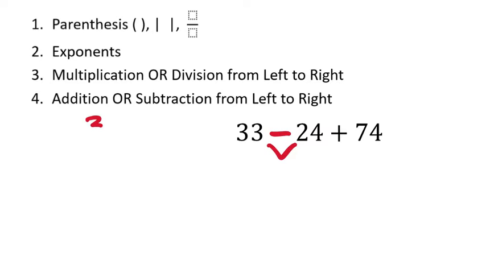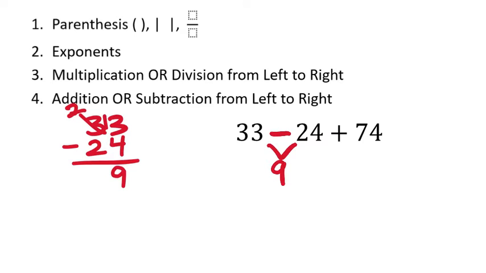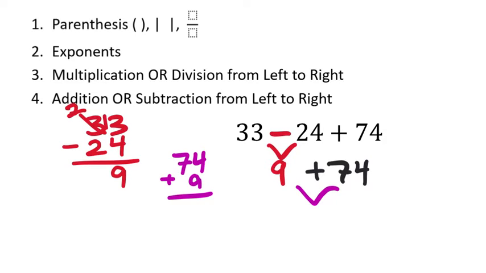33 minus 24, I'll have to stack and subtract that. I know some of you can do that in your head, and that's fine. So borrowing from the 3, 13 minus 4 is 9, 2 minus 2 is 0, so that ends up being 9. Now I can add my 74 there, and 9 plus 74, let's stack that, 74 plus 9, 4 plus 9 is 13, carry the 1, 1 plus 7 is 8, 83, boom, I did it.